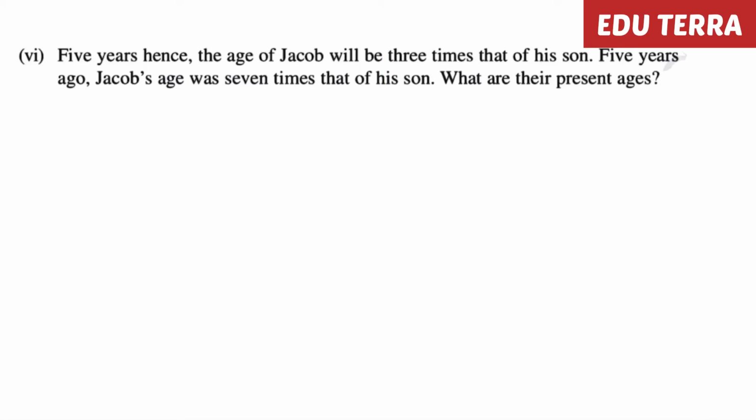Part 6. 5 years hence the age of Jacob will be 3 times that of his son. Means after 5 years Jacob will be 3 times. Now 5 years ago, it means before 5 years, Jacob's age was 7 times that of his son. What are their present ages? So see, let the present age of Jacob be x and his son be y.